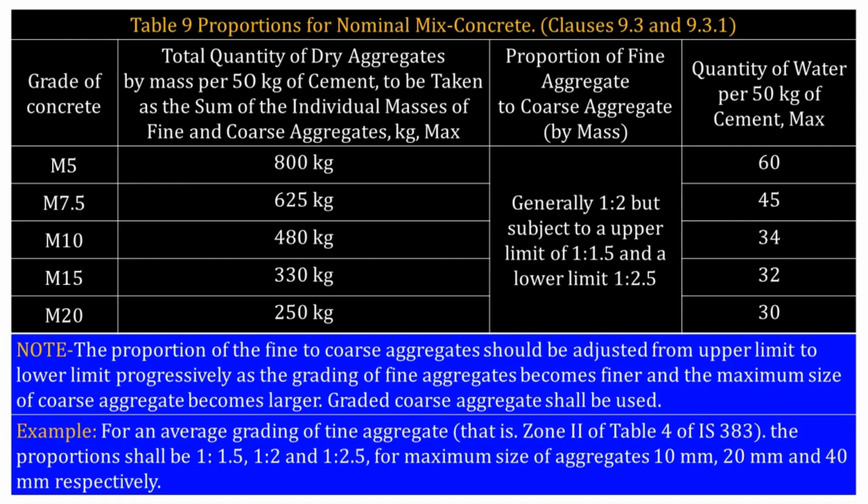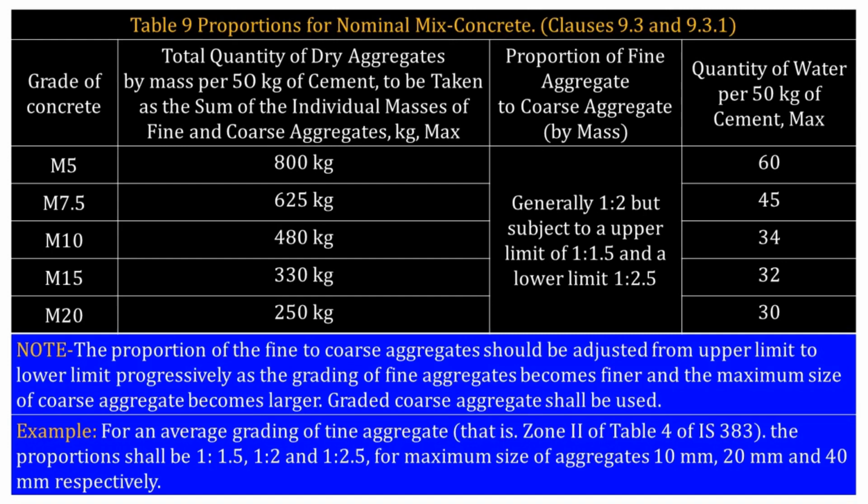For M5 grade of concrete, total quantity of dry aggregates 800 kilograms. Proportion of fine aggregate to coarse aggregate, generally 1:2, but subject to an upper limit of 1:1.5 and a lower limit, 1:2.5. Quantity of water, 60 liters per 50 kilograms of cement, or per bag. M7.5 grade of concrete. Total quantity of dry aggregates 625 kilograms. Proportion of fine aggregate to coarse aggregate, same as above, quantity of water, 45 liters per bag.